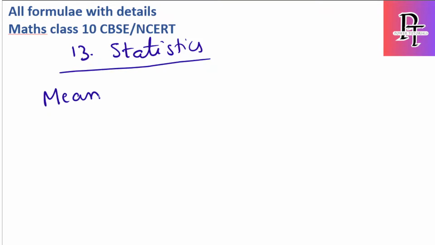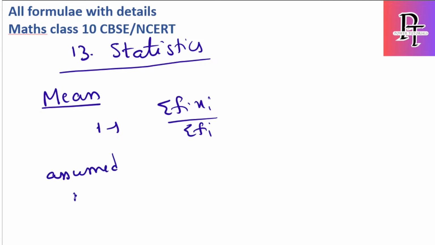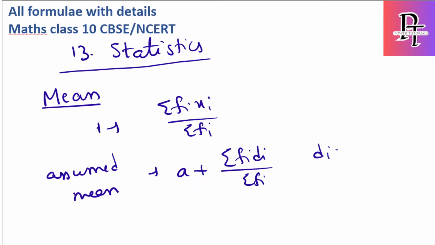For mean, we have 3 methods, that is the normal mean method, the assumed mean method and the step deviation method. For the normal mean method, the first formula is sigma fi xi by sigma fi. This is the normal method. And then we have the assumed mean method. The formula is a plus sigma fi di by sigma fi, where di is nothing but xi minus a, where a is the assumed mean.